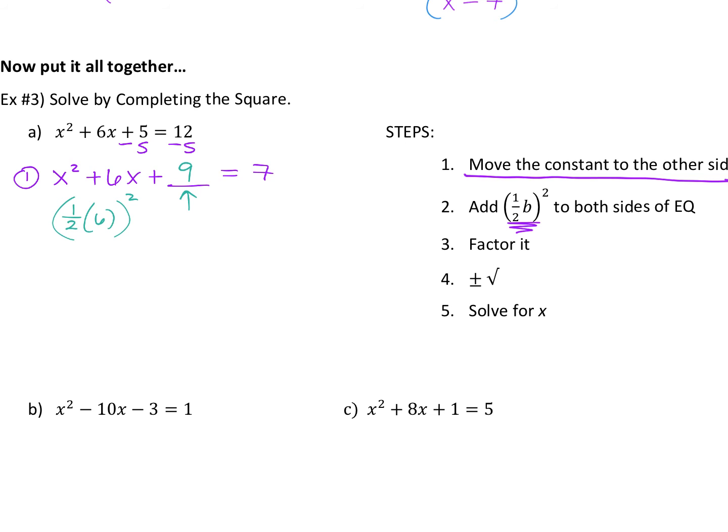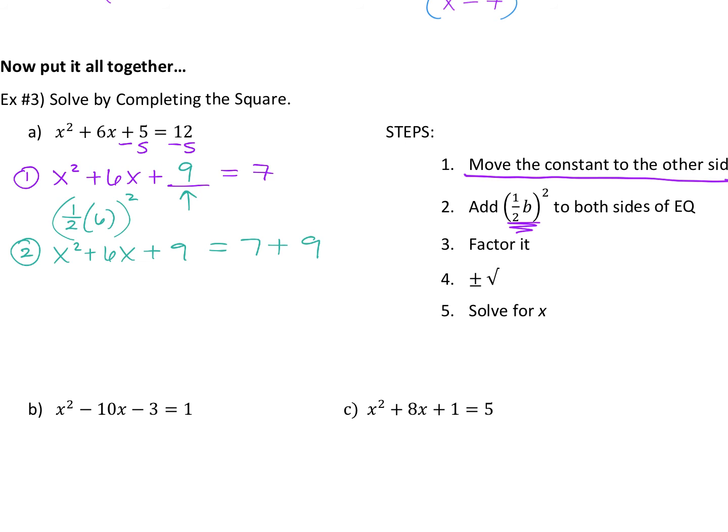Okay, so here's the deal. Think about what we just did. On that left side of our equation, we added 9 to the left side. Are you allowed to do something to one side of an equation without doing it to the other in algebra? It's the golden rule of algebra, right? Whatever you do to one side, you have to do it to the other side. So your step 2 is to add that 9 to both sides. Okay, so we added 9 on the left, we added 9 on the right.